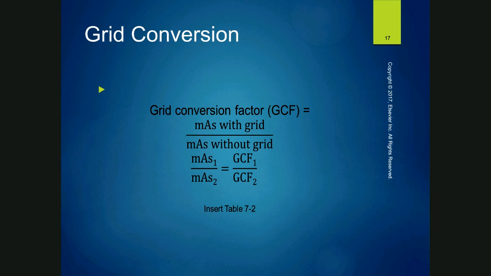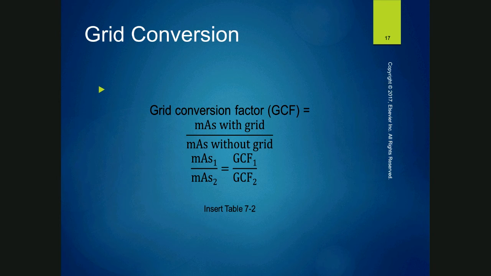There are different conversion factors for crossed or crosshatch grids, and we're not doing them. They vary by manufacturer, and the ART will not test you guys on different manufacturer-specific things. So it's not going to be on your registry, basically. So I'm not going to teach it to you. So we will do grid conversion factors.